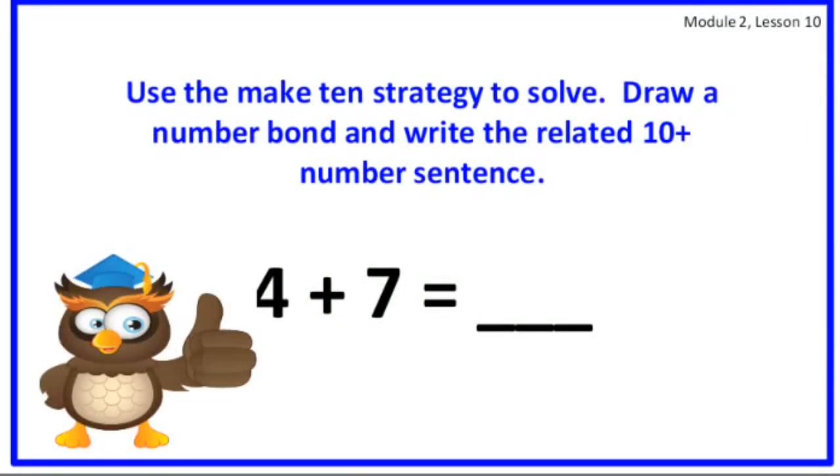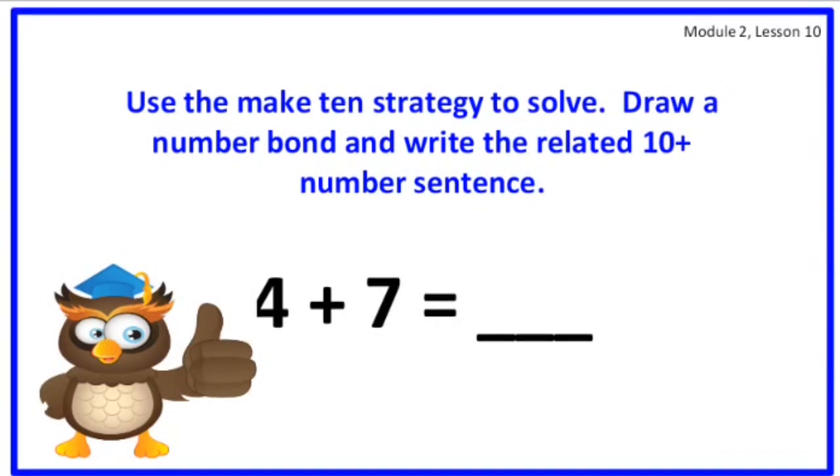Now use the make 10 strategy to solve. Draw a number bond and write the related 10 plus number sentence. That's what we have been doing. I will make my number bond under which number? The bigger or the smaller number? The smaller number, because it will give me smaller numbers to work with. So let me break apart my 4. I have 7, so I will put 3 here because 7 and 3 will make 10. What will be left in the 4? Just 1. You can see that.